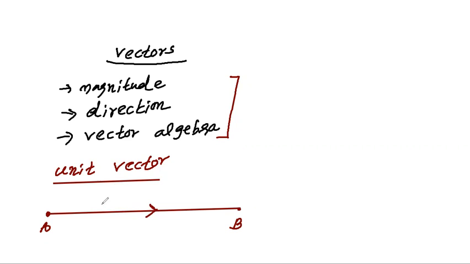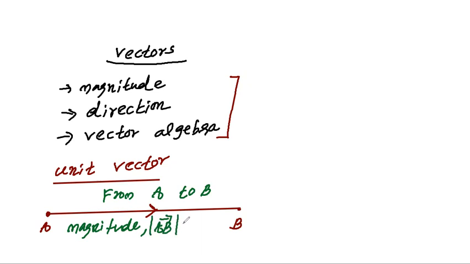So the length of AB is known as the magnitude of the vector. So the direction is from A to B. I can write the direction of the vector is from A to B, and the magnitude of the vector can be denoted by the modulus of vector AB, which is equal to the length of AB. Is it clear? So it's a vector starting from A to B, and it will have a length. That length is known as magnitude. Magnitude can be denoted by the modulus of vector AB, which is equal to the length of AB.